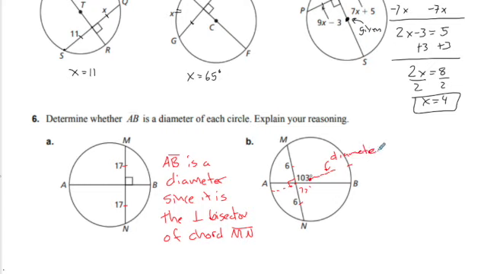and this is not a diameter. AB is not a diameter since it is not perpendicular to MN. Okay, so there's that.